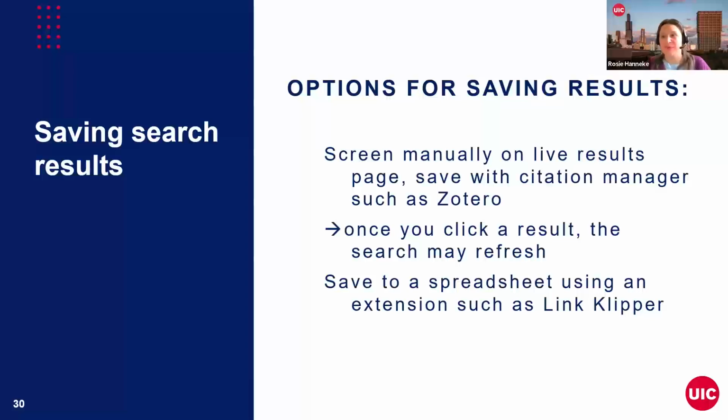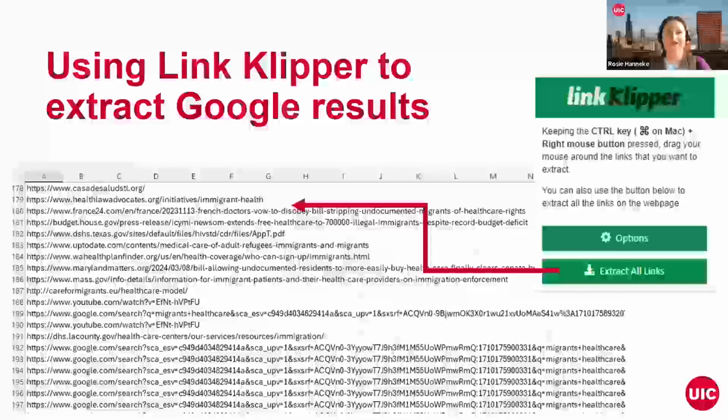You can also, especially if you want help from more than one team member in screening your search results from Google, save them to a spreadsheet using plugins for your browser. So there's a Google Chrome extension called Link Clipper that seems to work okay. I tested it out last week, and this is what it looks like. If you click the Link Clipper button in your browser, you can either select individual links at a time, or you can extract all of the links on your Google results page, which is what I did.